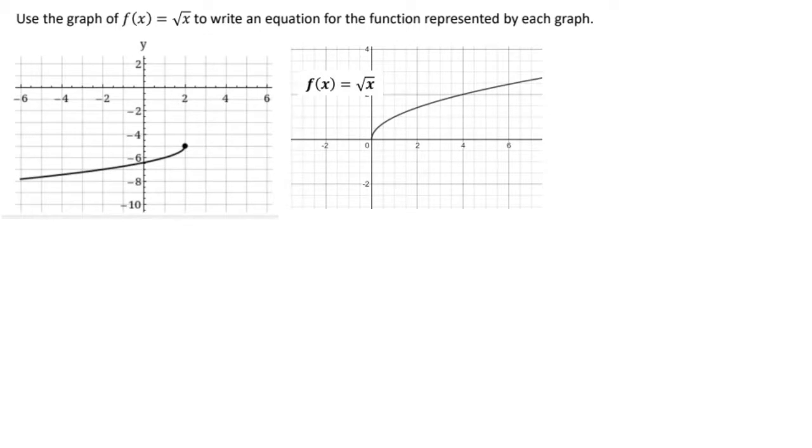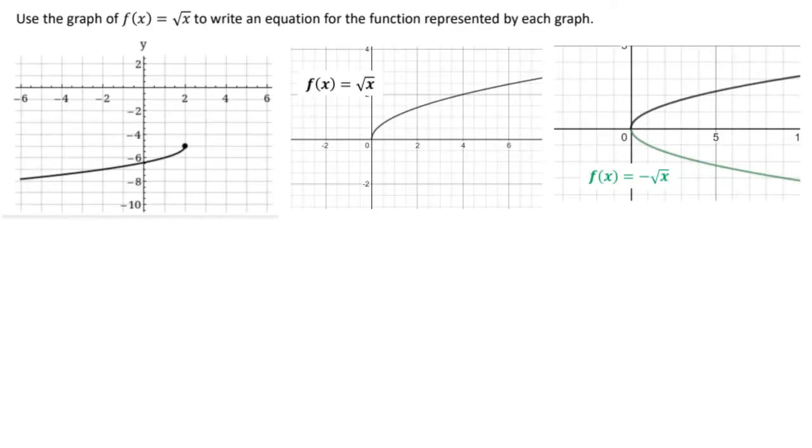So the first thing that I see is that it has a reflection on the x-axis. To show that reflection, I'm going to multiply my square root by a negative value. And again, that's going to make my graph get reflected on the x-axis. But I also noticed another thing. It's also reflected on the y-axis.